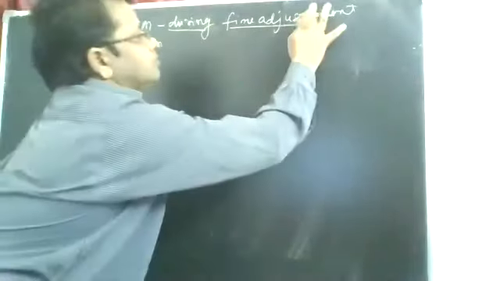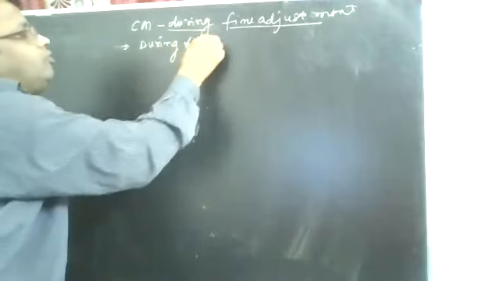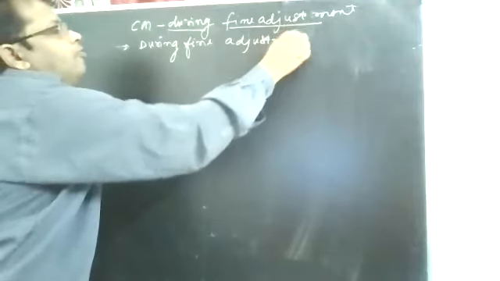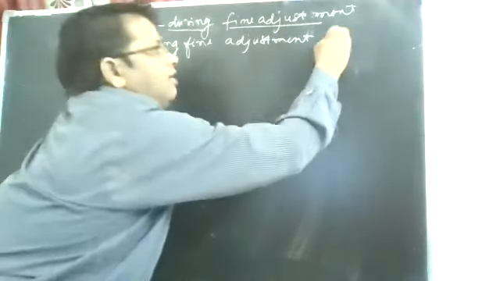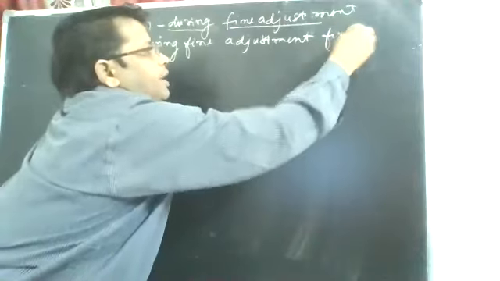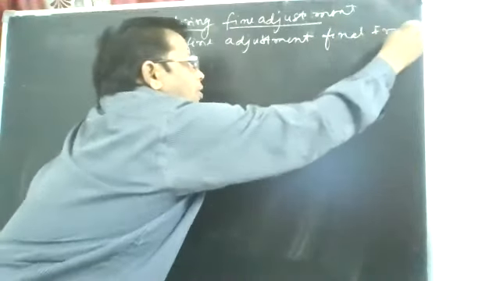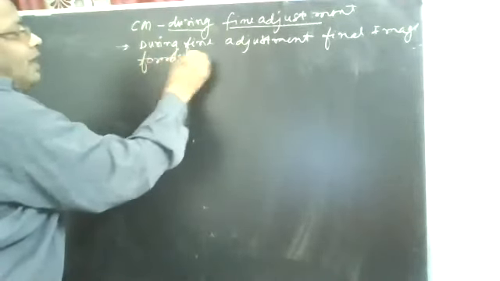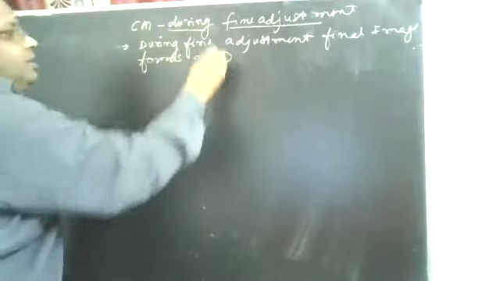Now we will discuss the compound microscope during fine adjustment. See here, during fine adjustment, the final image forms at D. D means 25 centimeter.